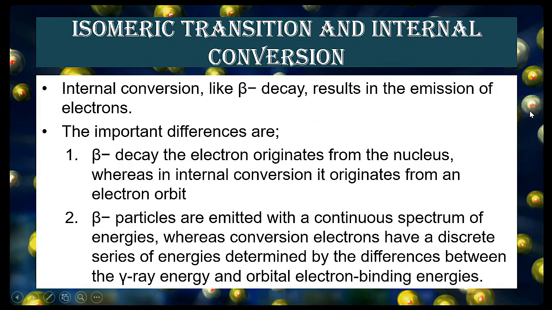So internal conversion is somewhat similar to beta minus decay. The main difference is that in beta minus decay, the electron originates from the nucleus, whereas in internal conversion it originates from the electron orbit. And the beta minus particles are emitted with a continuous spectrum of energy, whereas in internal conversion there is a discrete, selected series of energies.